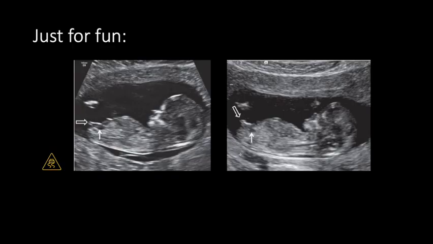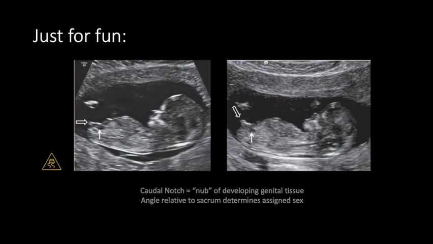So here we can see something called the caudal notch. The caudal notch is a nub of developing genital tissue, and the reason that this caution sign is over here is because it can be mistaken sometimes for male genital tissue in both female and male babies. So we see that both females and males do indeed have this caudal notch or this genital nub. And it's less about whether or not it's present and more about the angle of that notch to the developing sacrum that helps us predict which sex to assign baby.